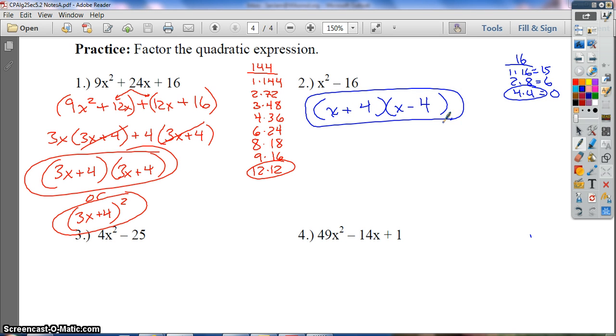Life is good. So you can think of this as x squared plus 0x minus 16. So two numbers are multiplied to be 16, and when I subtract those two numbers, they give me 0.